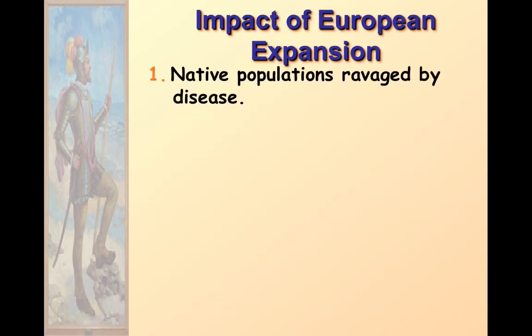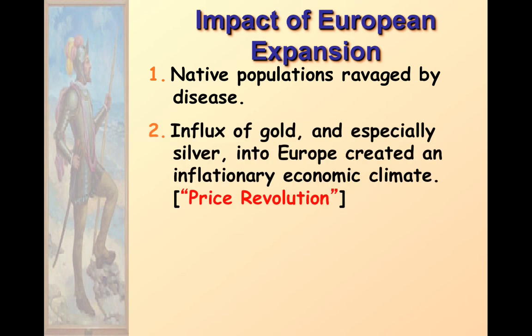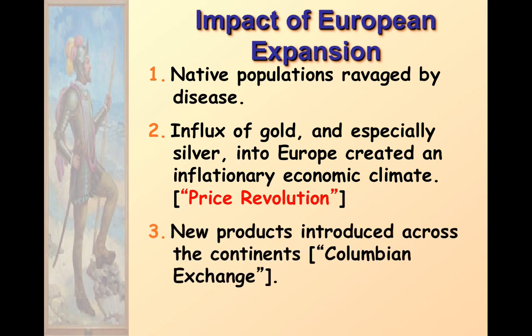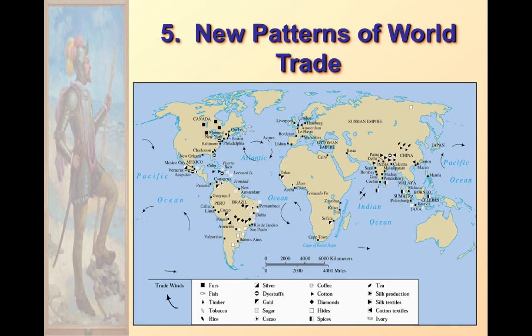Okay, impact of European expansion. The American Indian populations become ravaged by disease. You have the influx of gold, especially silver, which creates an inflationary economic climate, also known as the price revolution. New products are introduced across the continents. Remember the Columbian Exchange. You should be able to name those things and explain how they had an effect, and the bioterrorism as well. All this collectively deepens the colonial rivalries between the countries, and this plays out because it ends up creating some wars.